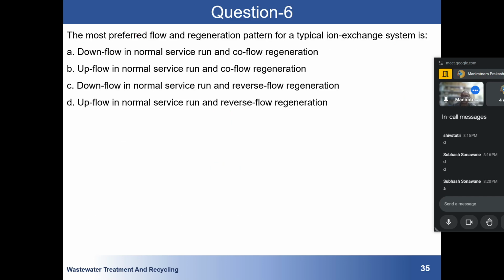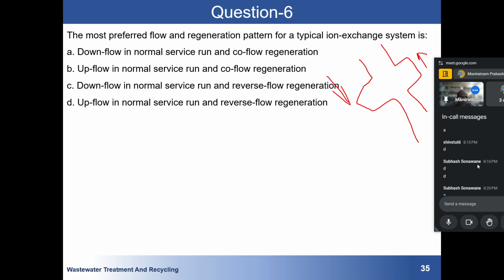Coming to the sixth question, the most preferred flow and regeneration pattern for typical ion exchange. Again, I have explained this via this example. Try to answer this question. What will be the preferred flow? Remember, this is downward and this is upward. Any answer?